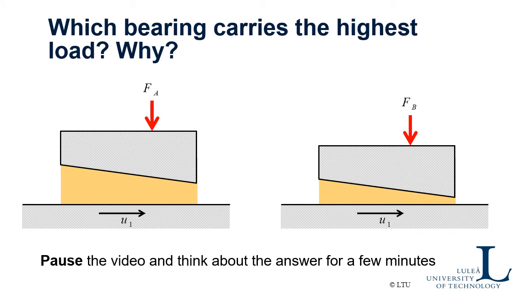So before saying any more than that, you can sit back a little bit, pause the video, and think about this question. Which of these two bearings carries the highest load? Is it the one with a thick film on the left side, or is it the one with the thin film on the right-hand side? So which one of the loads, FA and FB, is the biggest? Stop the video for a while.